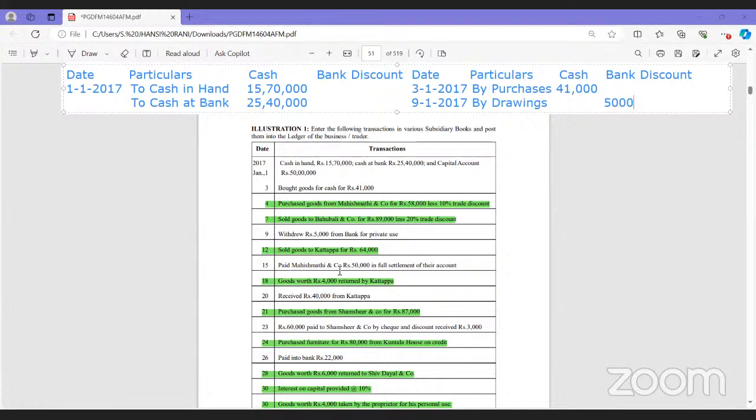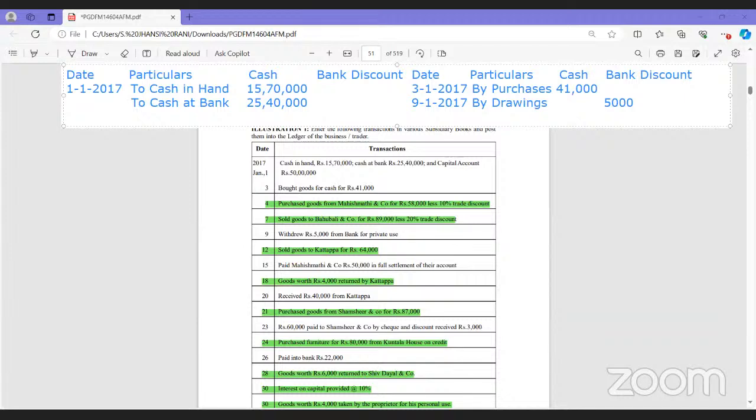Paid Maheshmati rupees 50,000 in full settlement of their account. Actually, how much amount we have to give to Maheshmati? If you look at here, we have to pay 58,000. But how much are we paying? We are paying him 50,000. So when we are paying, it's a payment by us. So I'll write on the payment side.